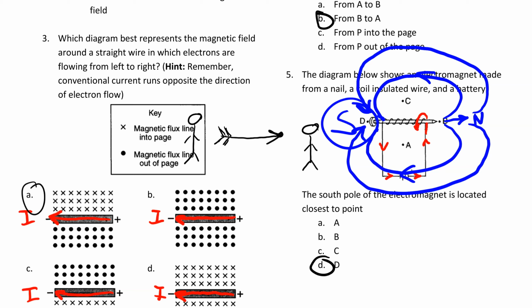Tricky stuff. Again, you really have to look at the wire. Is the wire going in front of or behind? And what does that mean for how we're going to wrap our fingers and what direction our thumb is pointing?